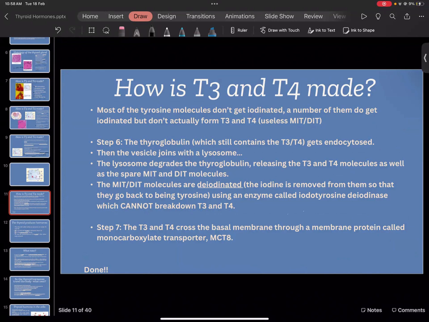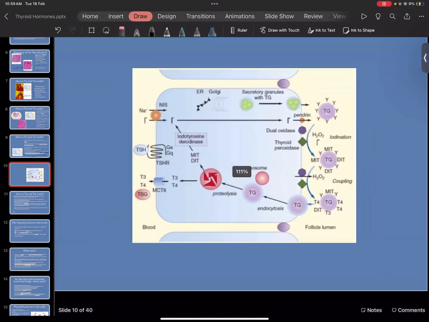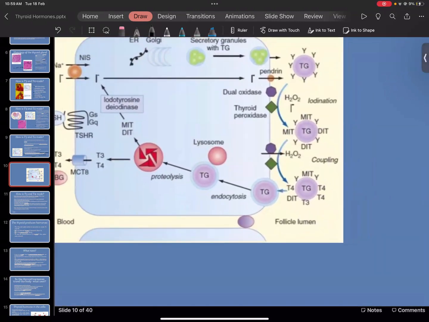Okay, so we said most of the tyrosine molecules don't get iodinated. A number of them do get iodinated, but don't actually form T3 and T4. So basically, if they don't form T3 and T4, then they stay as MIT and DIT. Okay, so the thyroglobulin, which contains the T3 and T4, gets endocytosed, then the vesicle joins with the lysosome. Okay, so this part is really simple. Basically the thyroglobulin, all of this coupling was happening inside of the thyroglobulin. So the tyrosine molecules are still attached to the thyroglobulin.